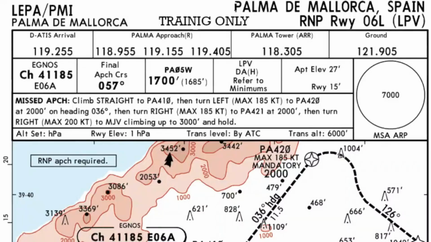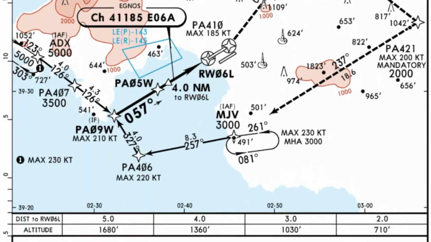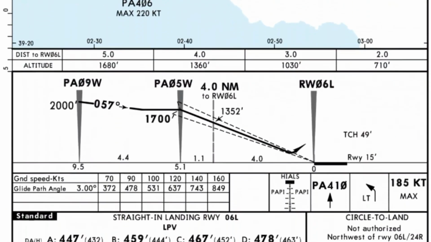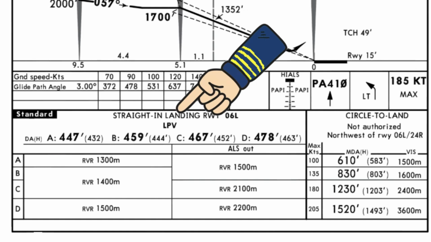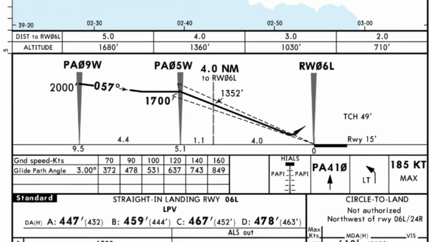Let's take another example with this Palma de Mallorca RNP runway 06 left. As opposed to what happened in London, this approach is exclusively designed as LPV operations. In fact, you can find the EGNOS frequency in the top left corner, and if we go looking at the bottom of the chart, we will find that minima has been published for the LPV operation. It is interesting to note that LP operations are not authorized because there's no minima published. Also, the LNAV VNAV, of course, and the LNAV are not published either.